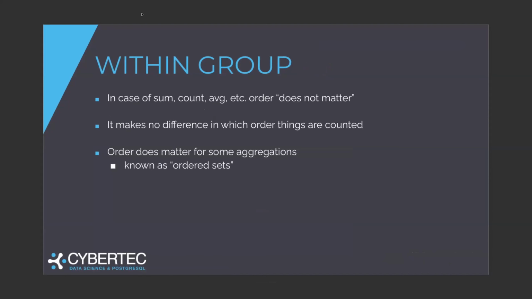Within group, if you're running a standard aggregation such as sum, count, average, max, etc., the order in which you feed data to the aggregation does not matter at all. If you count values, you just add them up, right? You say plus one, plus one, plus one, plus one. The order in which you are doing this kind of aggregation really makes absolutely no difference. You can count the small ones first, the big ones first, makes no difference whatsoever.